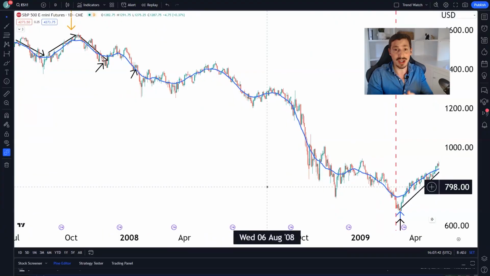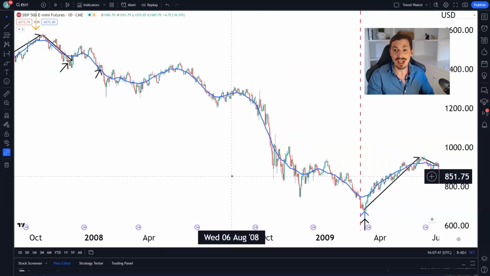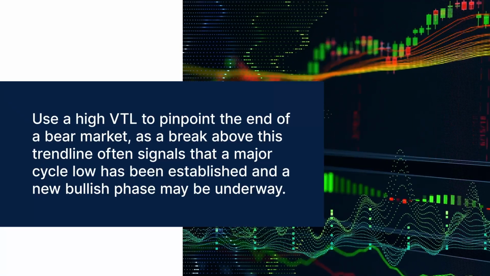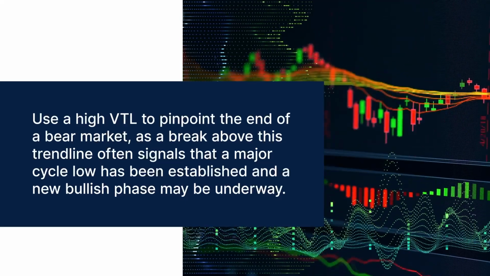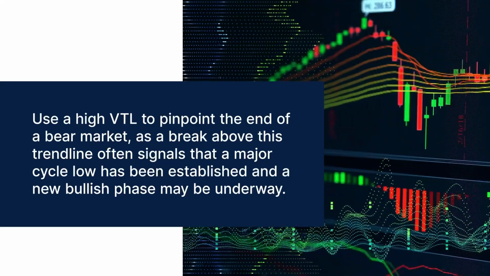One final note on VTLs and using high VTLs instead of low VTLs. Let's say you're in 2008, you went short on the double VTL rule, you shorted the market a bunch of times because the 20-week cycle was still making lower highs and lower lows. And once you have a confirmed bear market, something that looks like what you're seeing on the screen, the 2008 financial crisis, you can also use the 20-week cycle VTL, the high VTL this time, to pinpoint the end of the bear market.